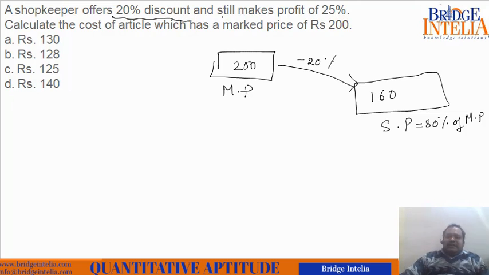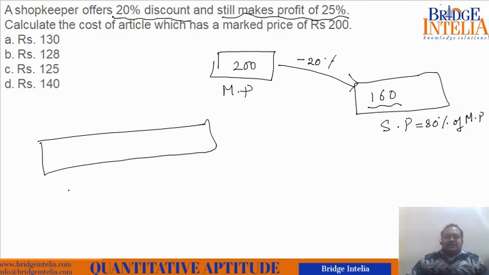What is given? Still makes a profit of 25%. That means the amount the shopkeeper got is rupees 160. So this selling price of rupees 160 contains 25% profit. That means cost price of 100% and profit of 25%. Ratio 4:1.